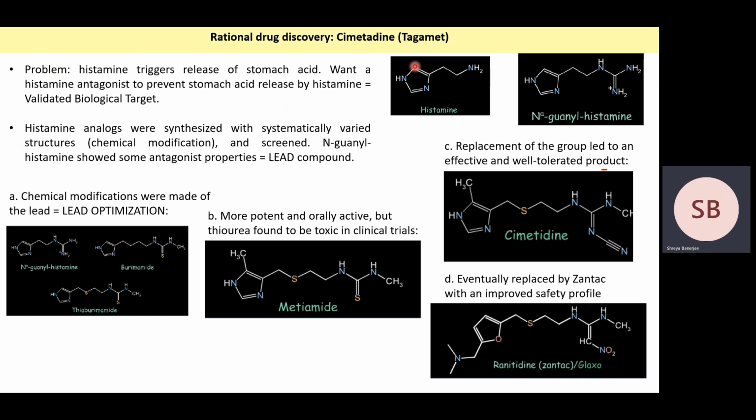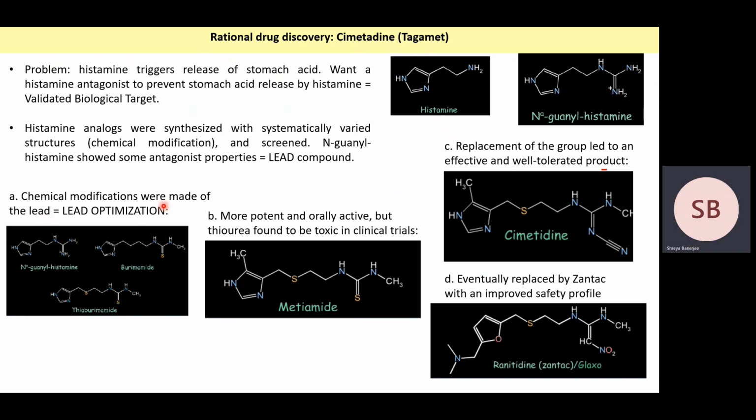Several histamine analogues were synthesized with systematically varied structures by chemical modification, and the histamine analogues were screened. It was found that N-guanyl histamine, which is this compound, where a guanidinium group has been attached to the amino terminal of histamine, showed some antagonist properties. That means it reacts with histamine to neutralize the release of stomach acid, which is what we want. So this N-guanyl histamine was chosen as the lead compound.